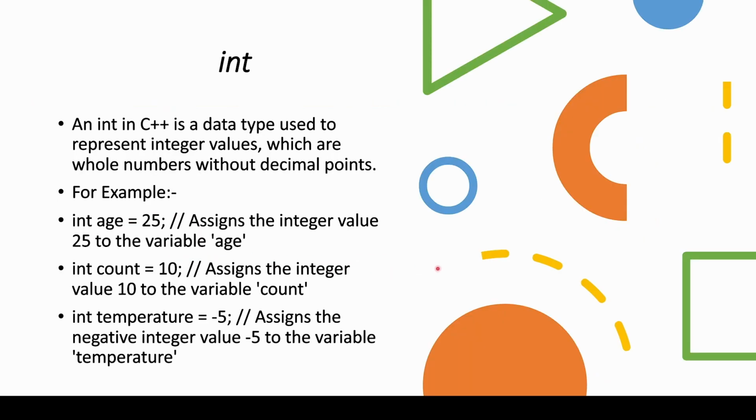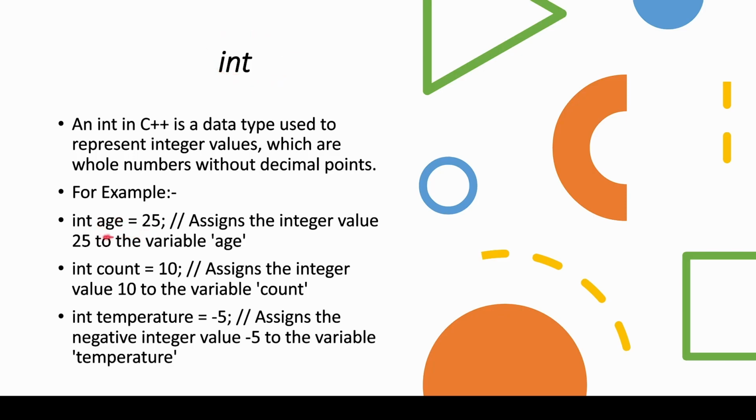And our next data type is int. An int in C++ is a data type used to represent integer values, which are whole numbers without decimal points. Ints are the numbers which are whole numbers. For example, 10 is of type int, 20 is of type int. Can you say 20.40 will be int or not? So 20.40 is not an int because it has decimals. Okay, so int is of type whole number.